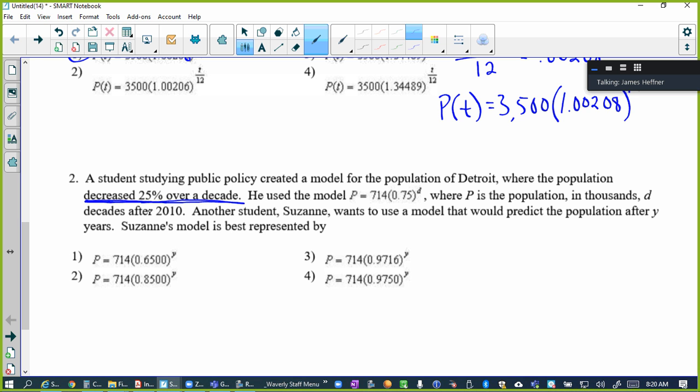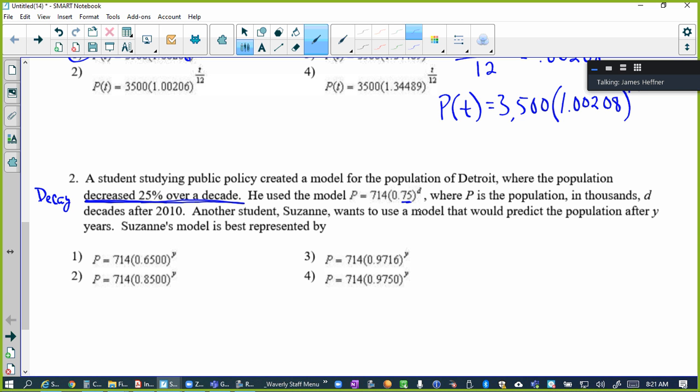How many years are in a decade, guys? 10. And it decreased. So is this growth or decay? Decay. Okay. Hey, if it decreased 25%, how much was left? What percent? That'd be 75%. Okay, so here's the formula they used, right? What was the starting population?